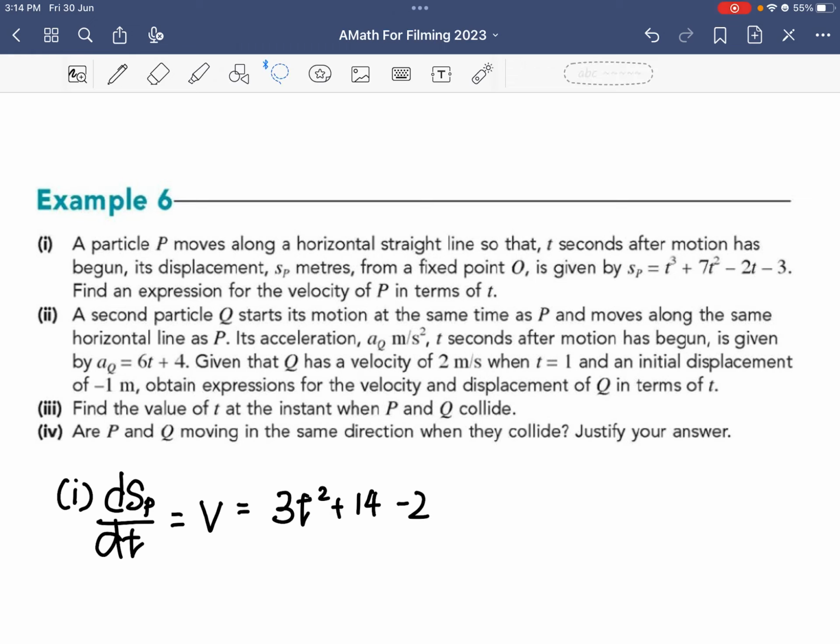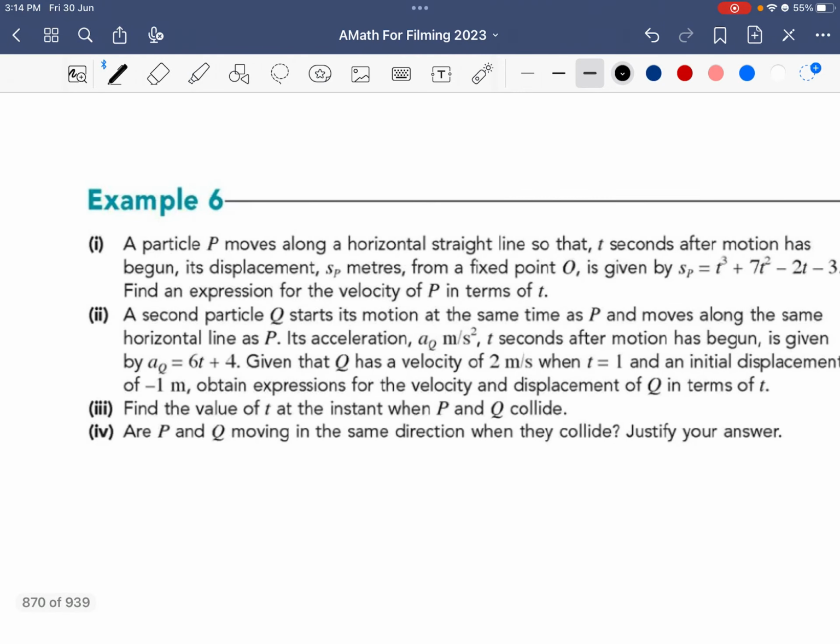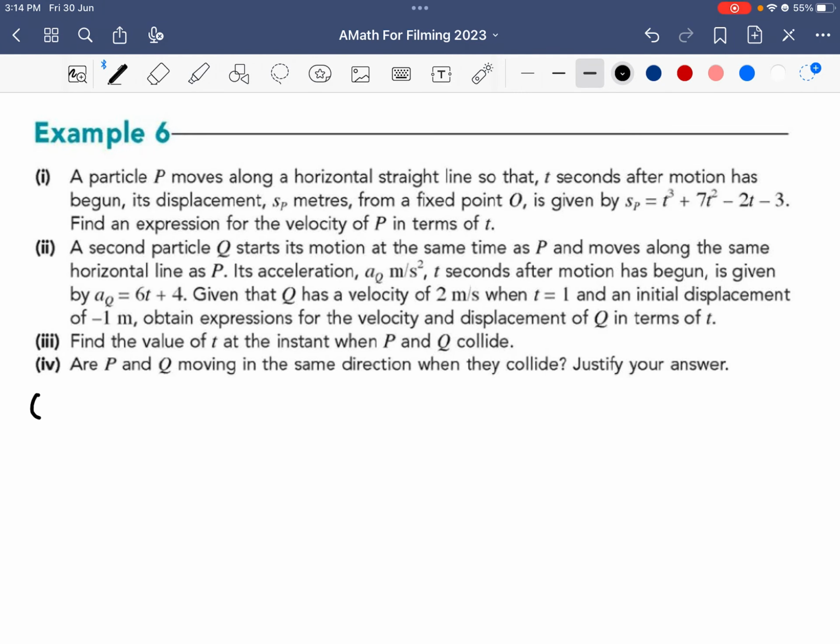Let me just copy that down: 3t squared plus 14t minus 2. I think I missed out a t here. Now I move on to part 2. A second particle Q starts its motion at the same time as P and moves along the same horizontal line as P. Its acceleration, t seconds after motion has begun, is given by 6t plus 4. Given that it has a velocity of 2 meters per second when t equals 1 and an initial displacement of negative 1 meters, obtain expressions for velocity and displacement.